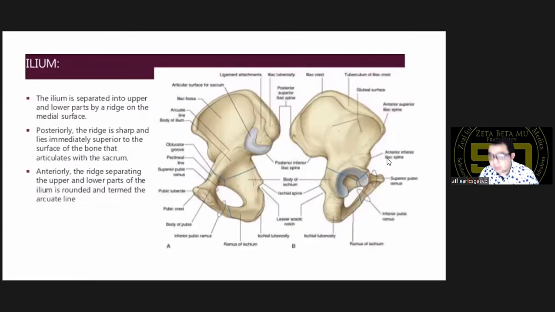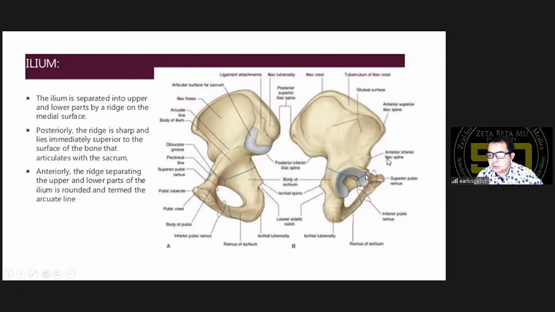First, we discuss the largest bone of the three, the ilium. The ilium is actually separated into an upper part and a lower part by a ridge on the medial surface. So this is your medial surface. This is your lateral surface. This is lateral because you can see the acetabulum here where the femur attaches.